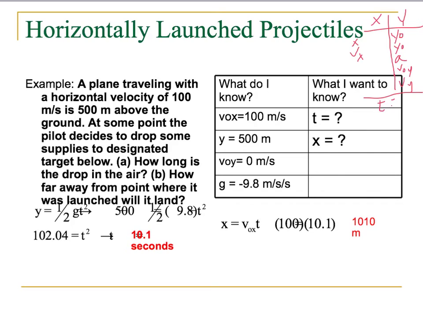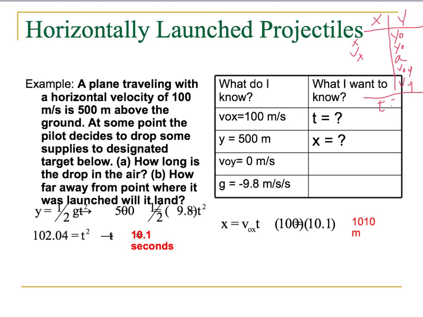But let's go ahead and look at this problem. It says a plane traveling with a horizontal velocity of 100 meters per second is 500 meters above the ground. At some point, the pilot decides to drop some supplies to a designated target below. How long is the drop in the air? And how far away from the point where it was launched will it land?